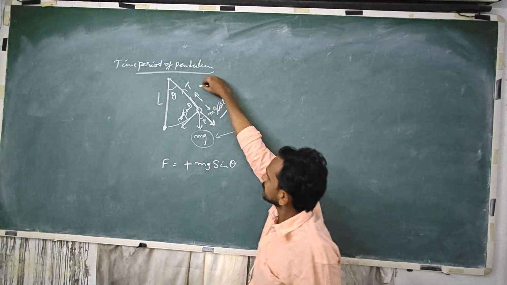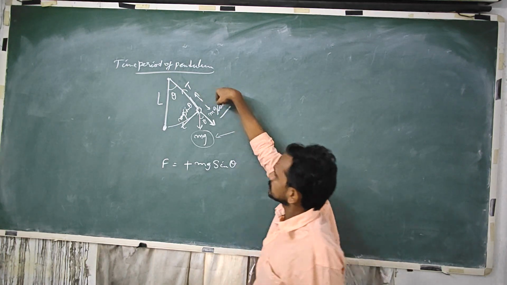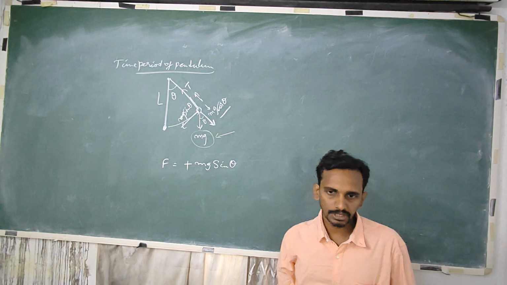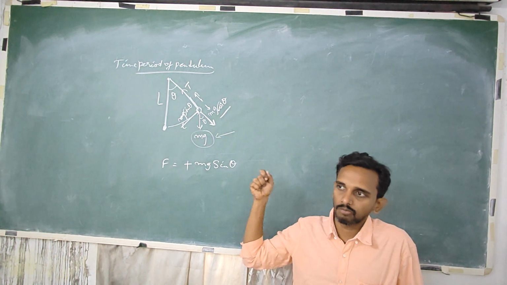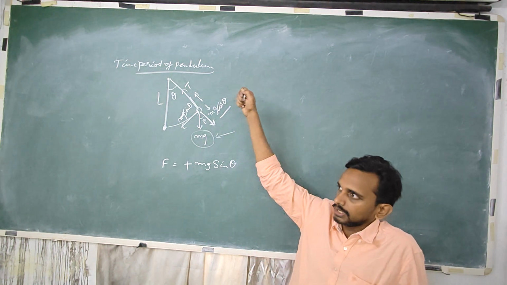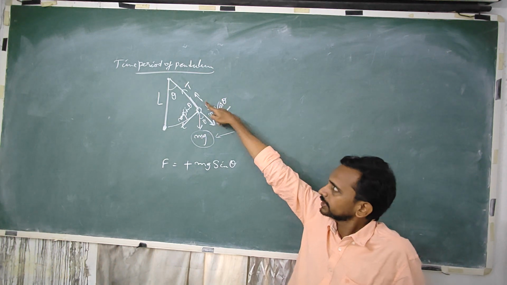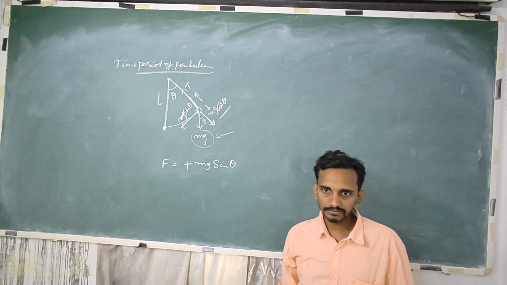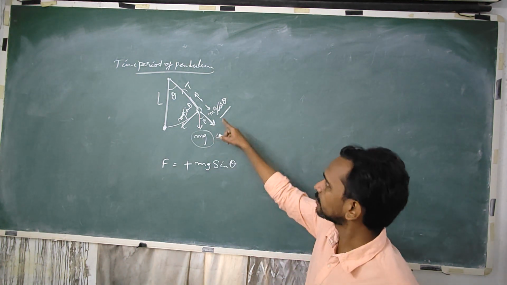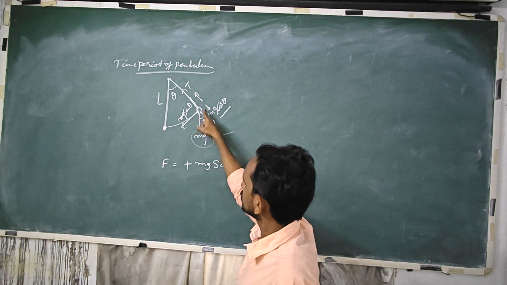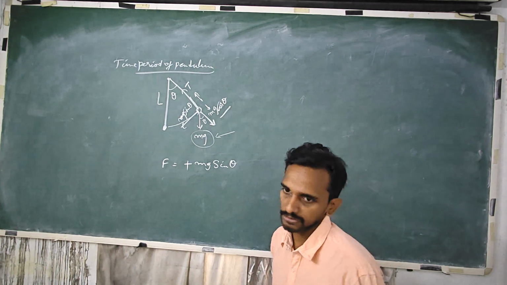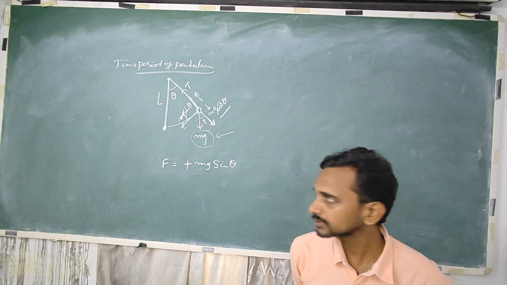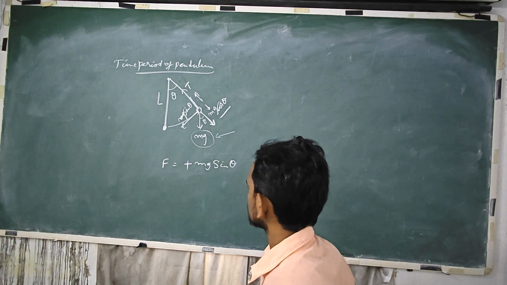So these two will get cancelled. So tension in the string is balanced by this mg cosine theta. That means the weight of the bob is ensuring the string is stretched to its full length. The other component is contributing to the restoring force. That mg sine theta component is contributing to the restoring force. So we are writing that mg sine theta.